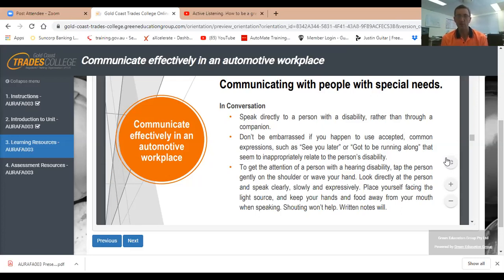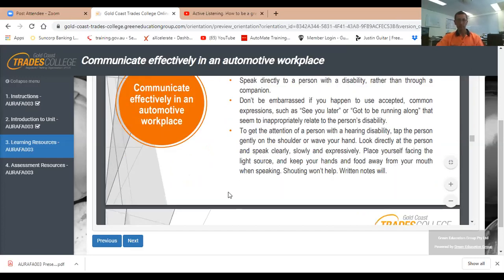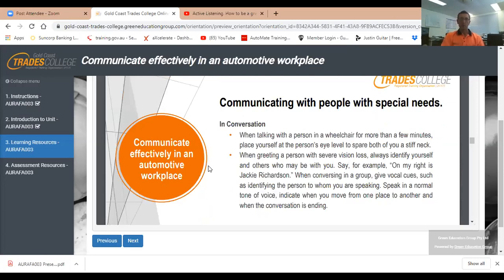To get the attention of a person with a hearing disability, tap the person gently on the shoulder or wave your hand. Look directly at that person, speak clearly, slowly and expressively. Place yourself facing the light source and keep your hands and food away from your mouth when speaking. Shouting won't help and written notes will. When talking with somebody perhaps in a wheelchair for more than a few minutes, place yourself at that person's eye level to spare both of you a stiff neck.